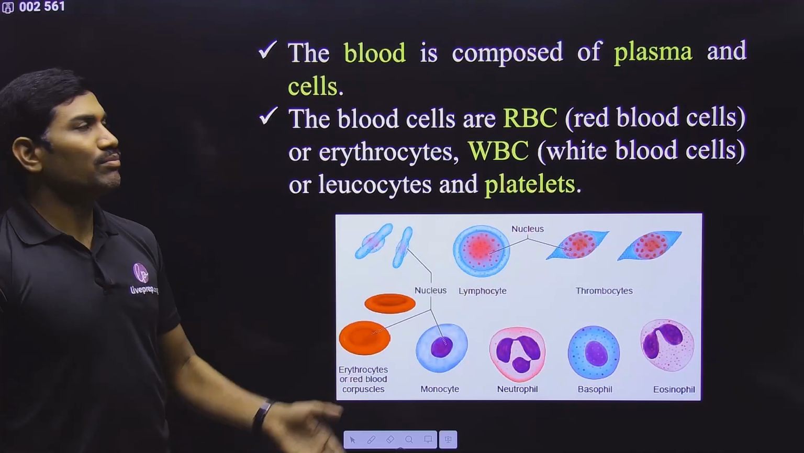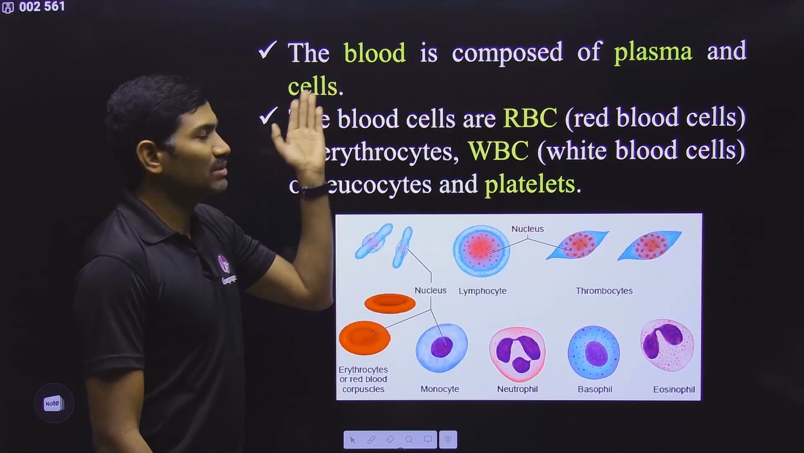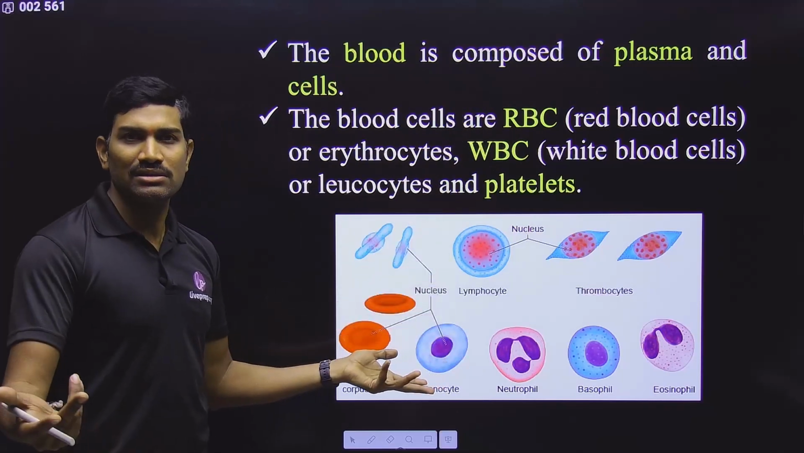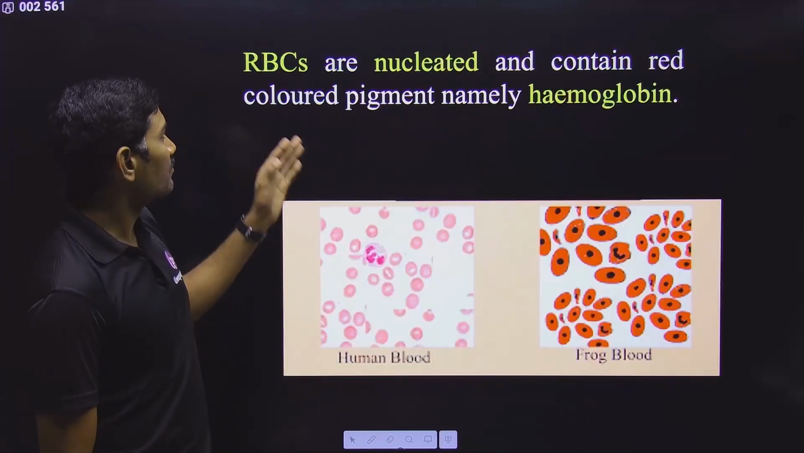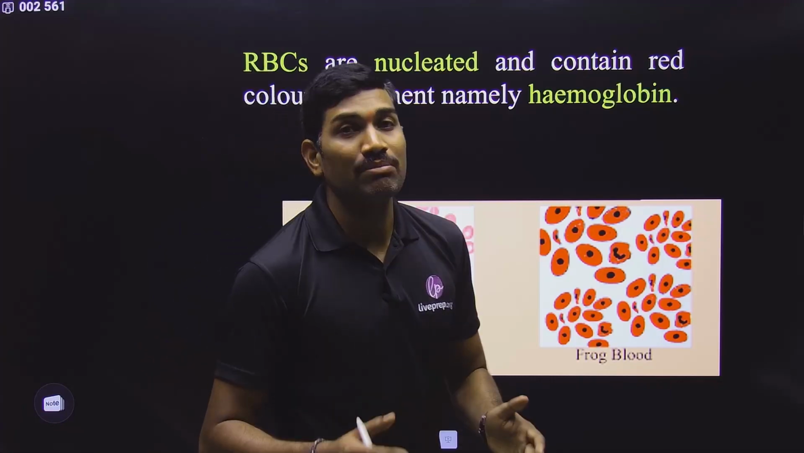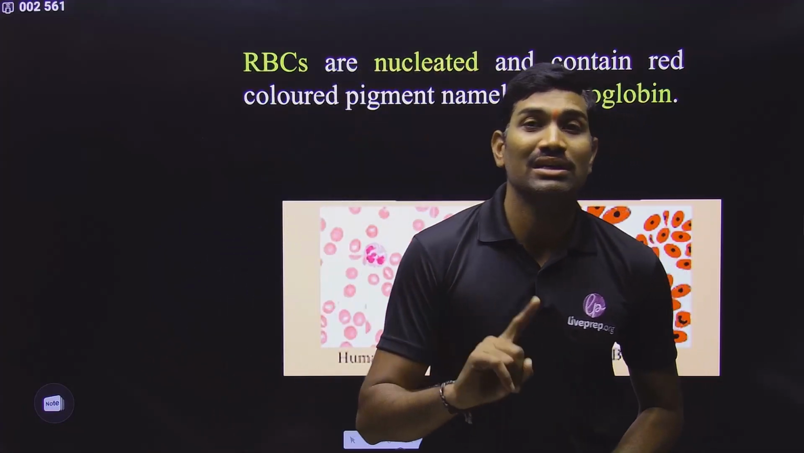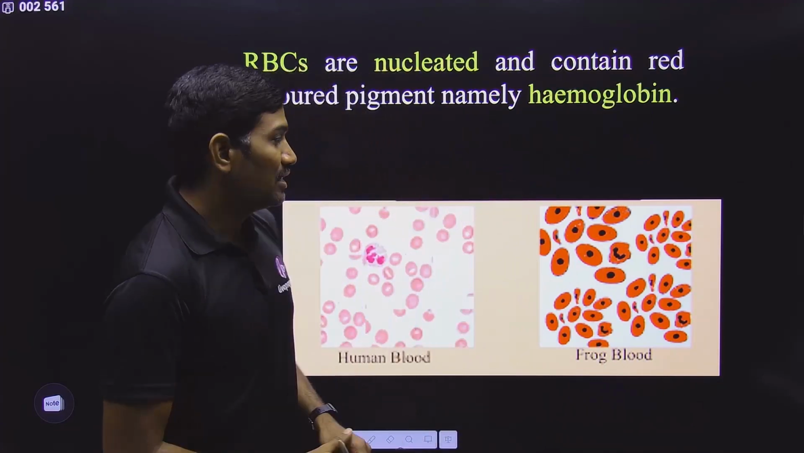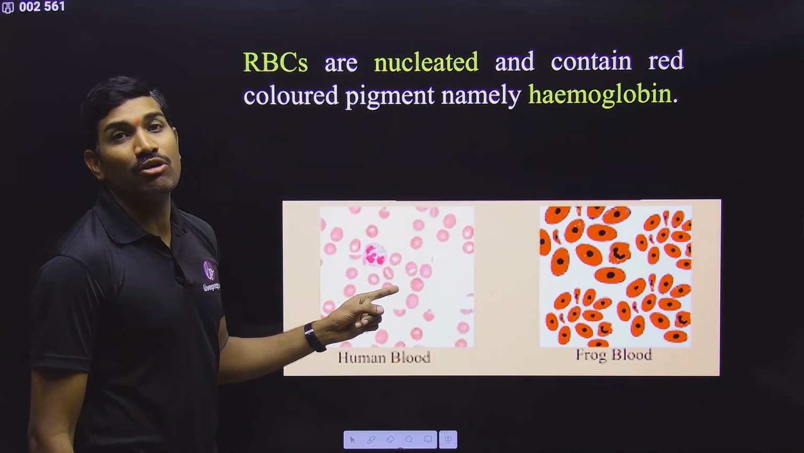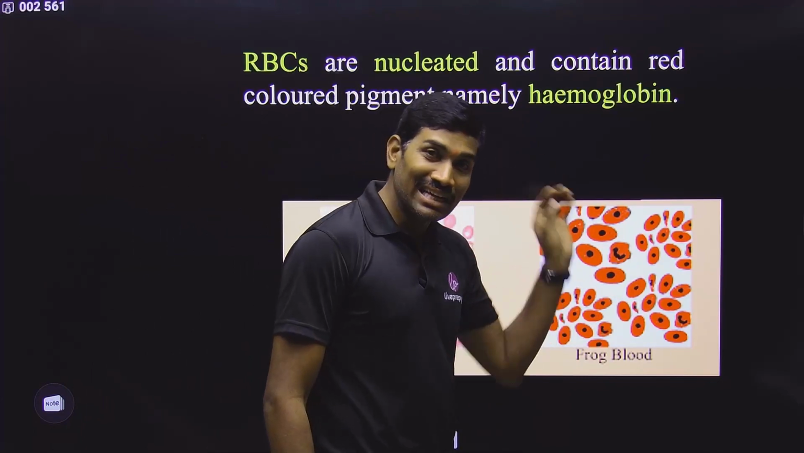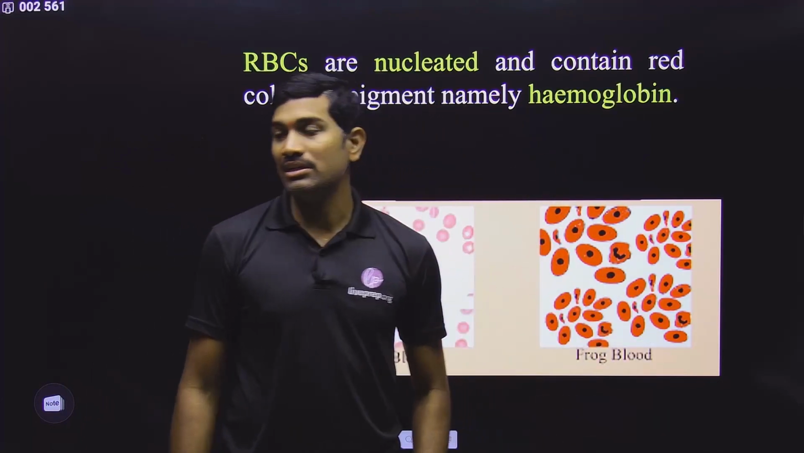Next one, regarding the composition. Here also blood is having the plasma and the cells, and here also the cells are RBC, WBC and platelets. Same information like human. Next one. So RBC. In the case of human, mature RBCs do not contain the nucleus. That's why they are round and biconcave. Yes or no? In the case of human, they are round and biconcave. But in the case of frog, mature RBC contains nucleus.